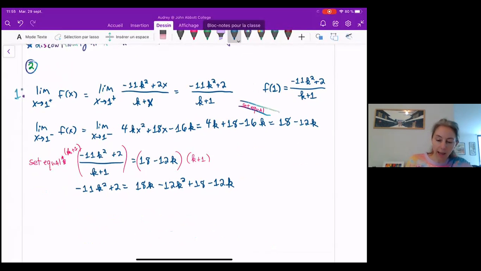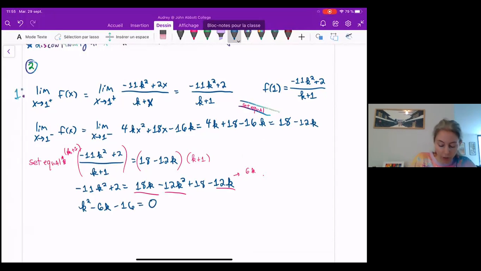So I have negative 11k squared plus 12k squared. That gives me a k squared. Then I have 18 minus 12k. So that's 6k, which I'm moving to the other side. So that's minus 6k. So here I combined these. That gives me a plus 6k. So then I'm subtracting that plus 6k. So we'll just write 6k here. And then I'm doing minus 18. So I have that minus 18 plus 2. That gives me minus 16 is equal to 0.